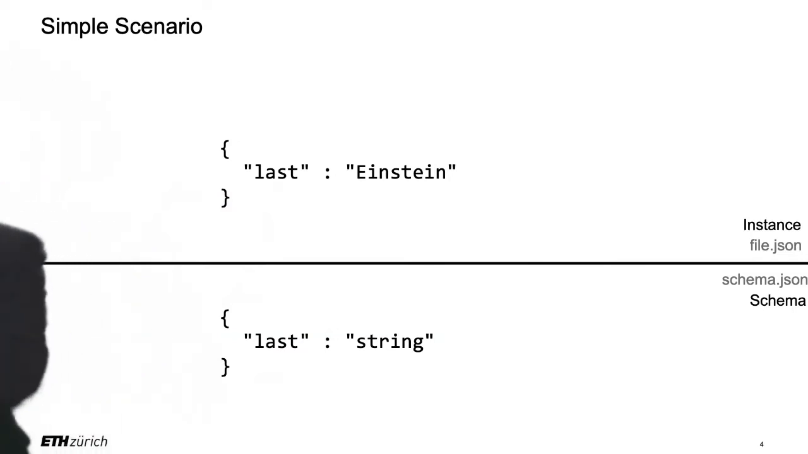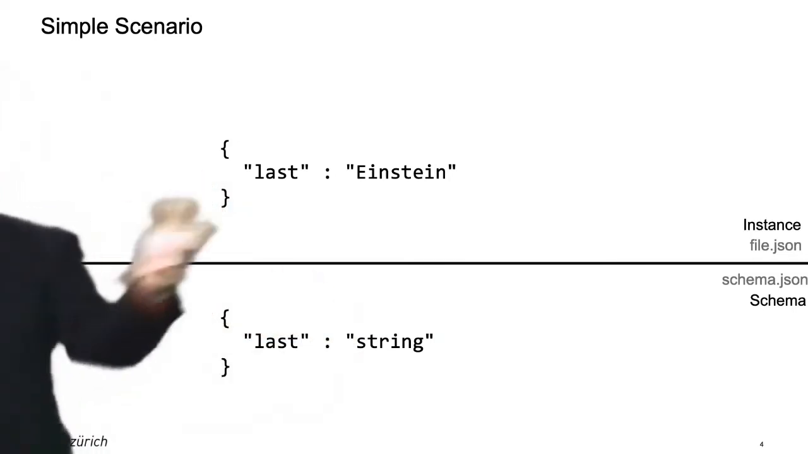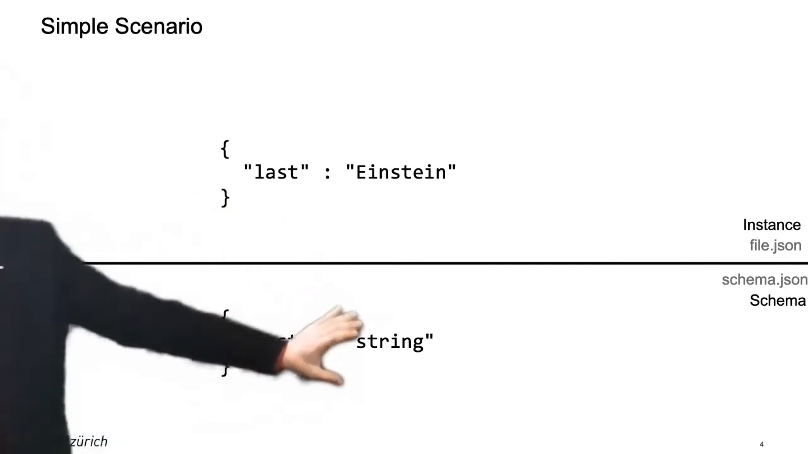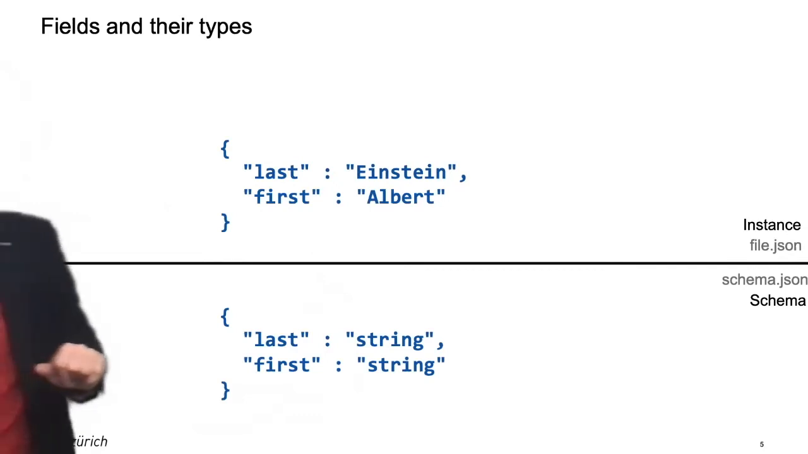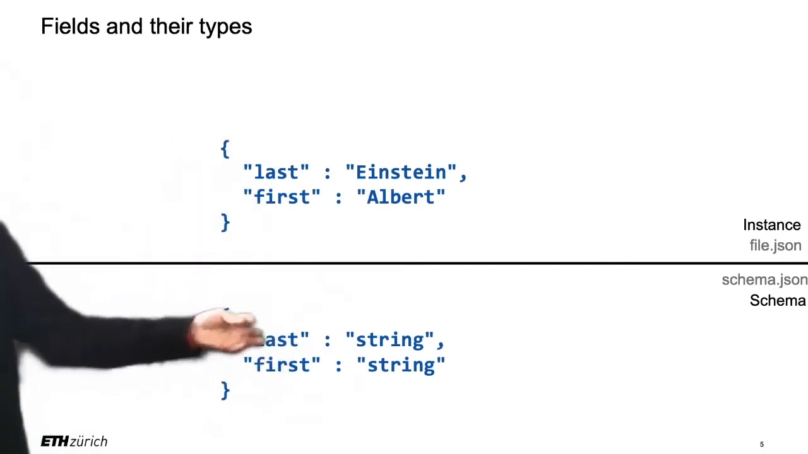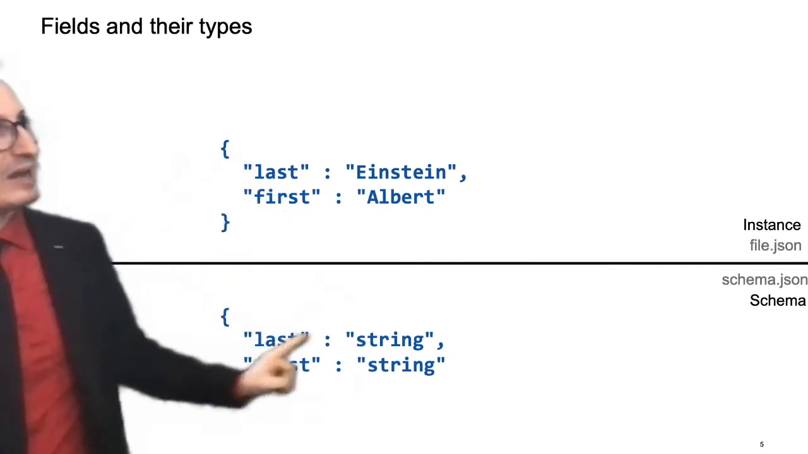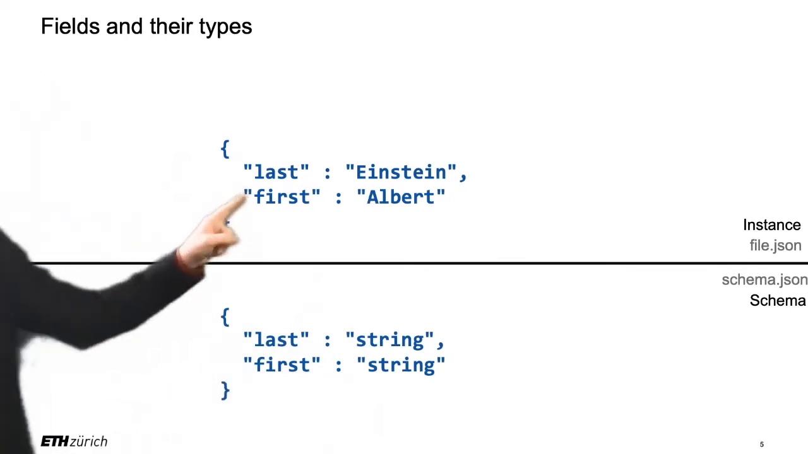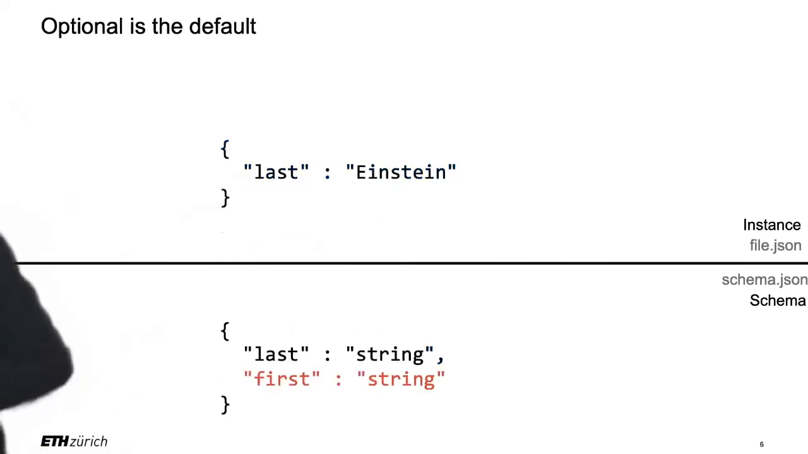And you paid attention, I said valid against that schema. If I change the schema, it might not be valid against a different schema. Against this one, this instance is valid. Okay, let's make it more complicated, but you see how intuitive this is, right? The schema basically looks very similar to the actual document that you're validating. So here we say last must be a string, first must be a string. Last is a string, first is a string. Yes, that's valid, right?